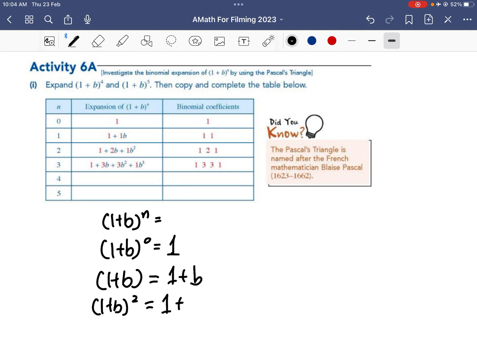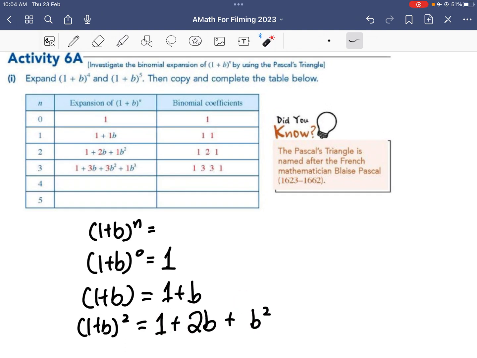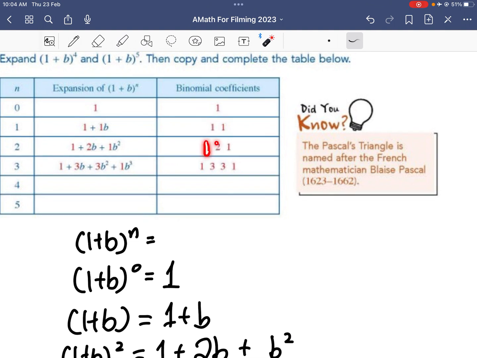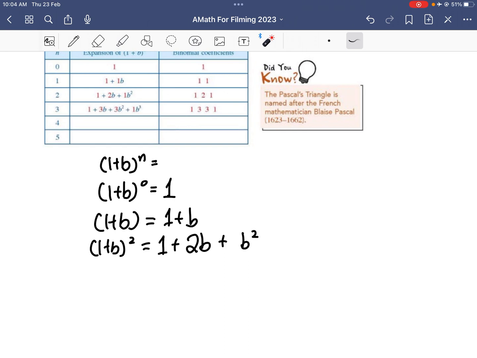So (a + b) squared is a squared plus 2ab, which is 2 times a times b, plus b squared. Notice that in this case, you get 1, 2, and 1. So if you look here, the coefficients are 1, 2, and 1.